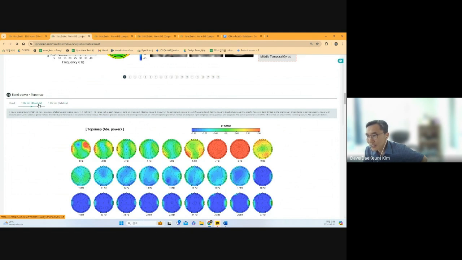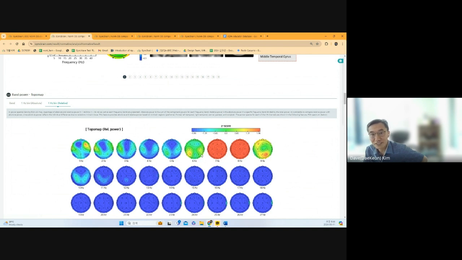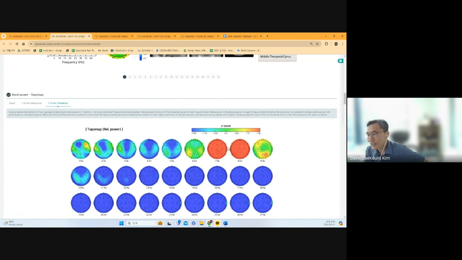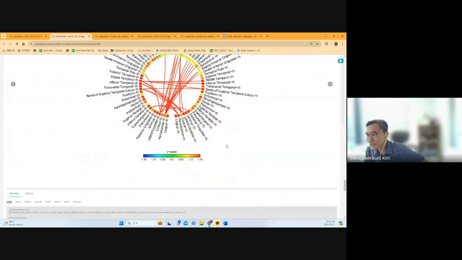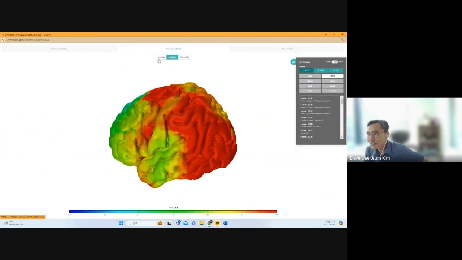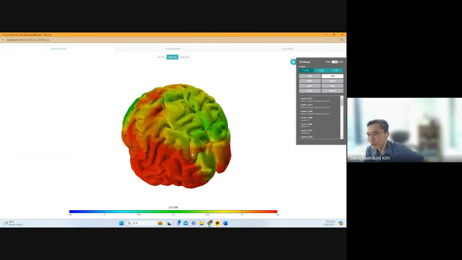In the absolute, we can see the clear increase of the theta activity here. But in the relative, we cannot see that kind of big difference in the theta activity. That's why in the source, the left is more clear. Left and right both have the problem in this case, but you can see the left problem more clearly in the absolute power, like this.